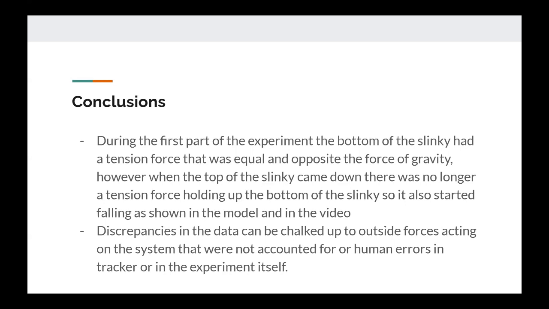In the last slide, we saw there were some discrepancies in the data, but those can be chalked up to outside forces acting on the system that were not accounted for in the model, or to human errors in Tracker or in the experiment itself that messed up the model a little bit.